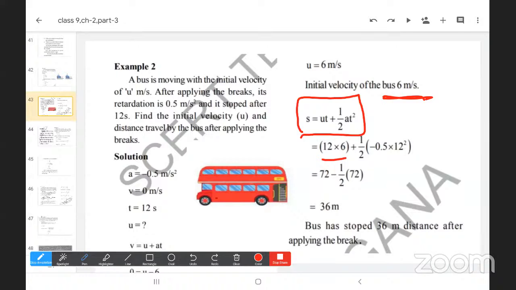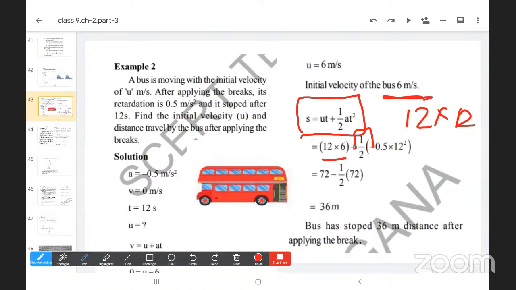So here 12 into 6, we know, is 72, minus... sorry, here why do we get minus? Here plus into minus gives minus, and half, here minus 0.5 into 12 square we have here, right? So 12 square equals 144, right? 12 into 12 equals 144. Here 144 into 0.5, so we get 72.